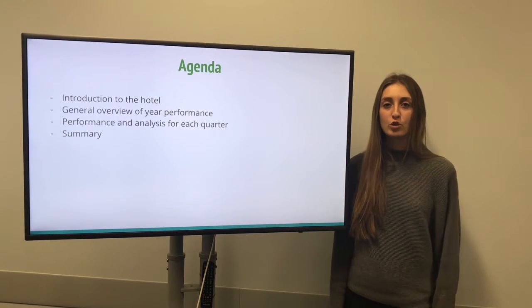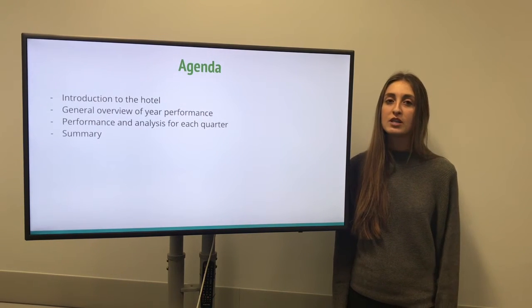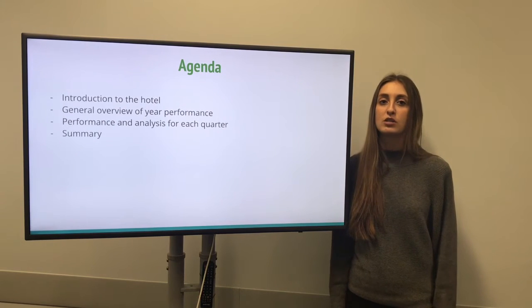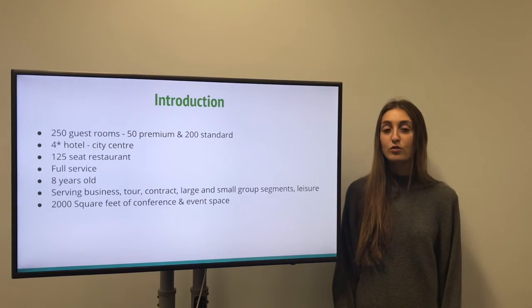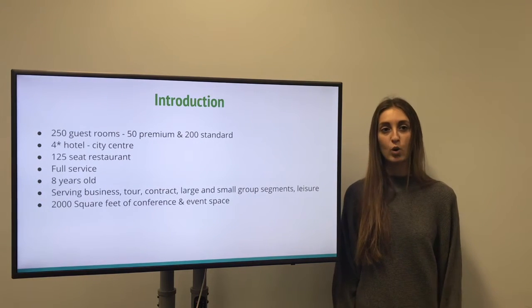We will start with the introduction of our hotel, then we will proceed with a general overview of the year's performance. Next, we will present the performance and analysis for each quarter, and we will conclude our presentation by summarizing our simulation and giving recommendations. Our hotel is a full-service 4-star hotel which has 250 rooms, 50 premium and 200 standard.